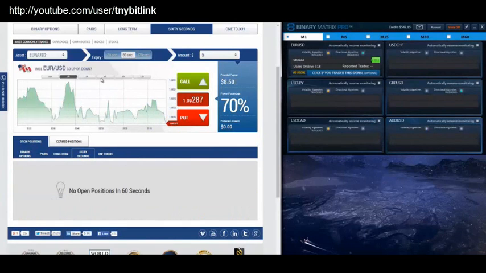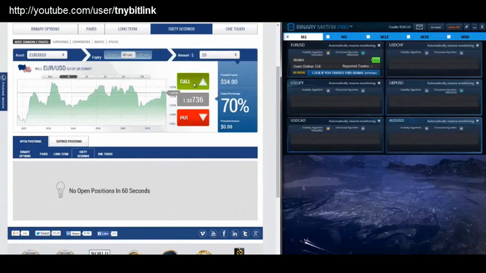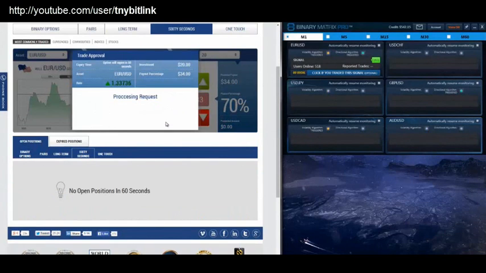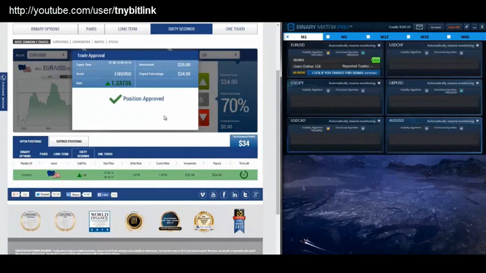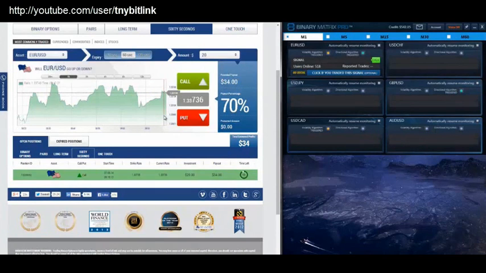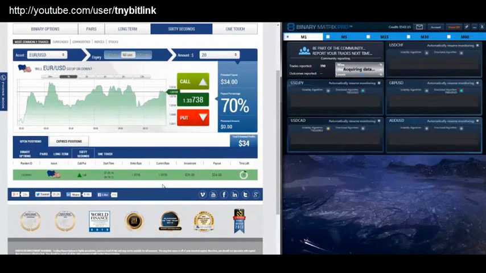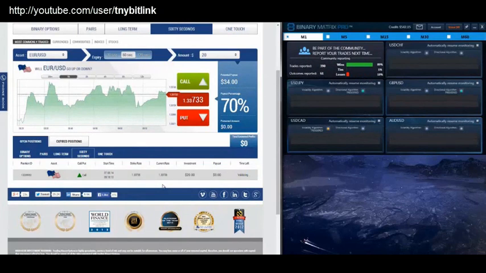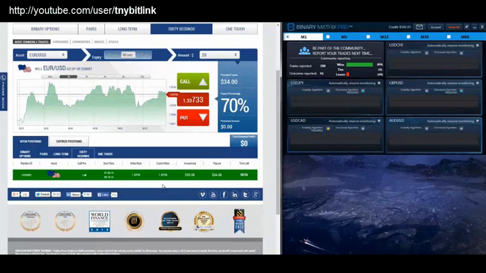We've got a Euro USD call. Let's see. All right, last few seconds of our call signal on Euro USD. The price is above the strike rate currently, so this should turn into a pretty easy win. And there it is.